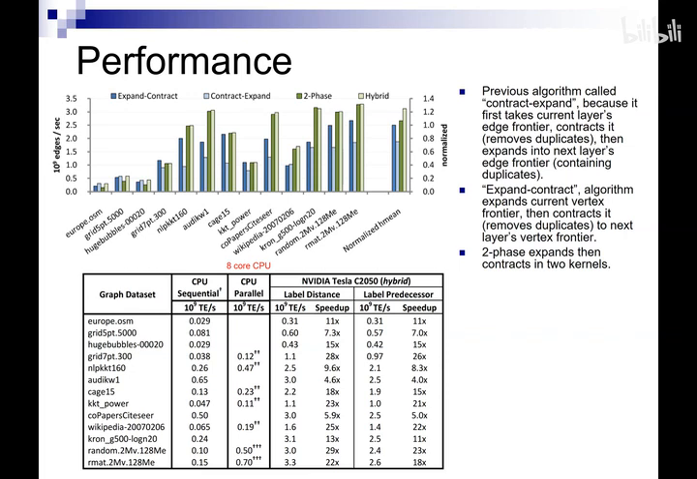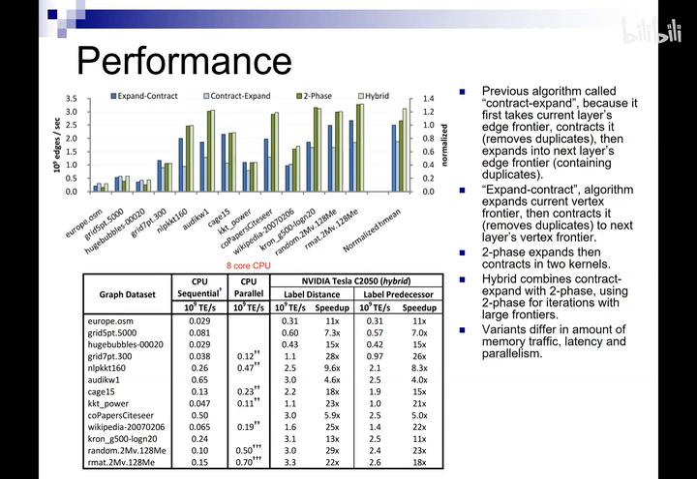Okay, so previously you could do the contract and the expand in one kernel, but you can also do them in two kernels. And then they have the hybrid method, which is going to combine the contract-expand, which is like one kernel, with the two-phase, which is like two kernels. Okay, and then they're going to use the two-phase for iterations with large frontiers.